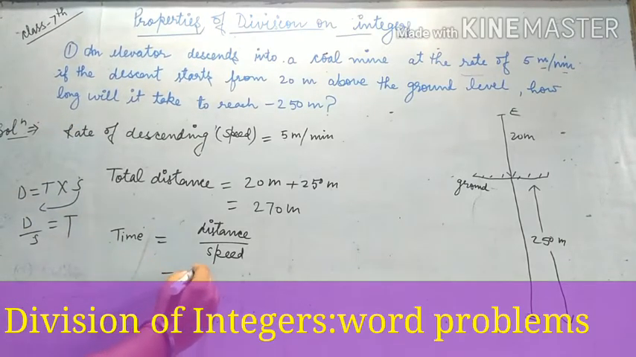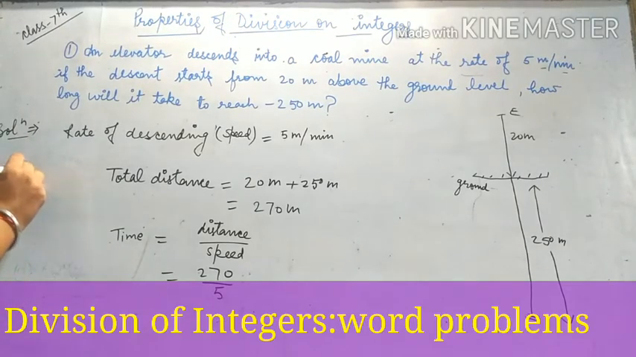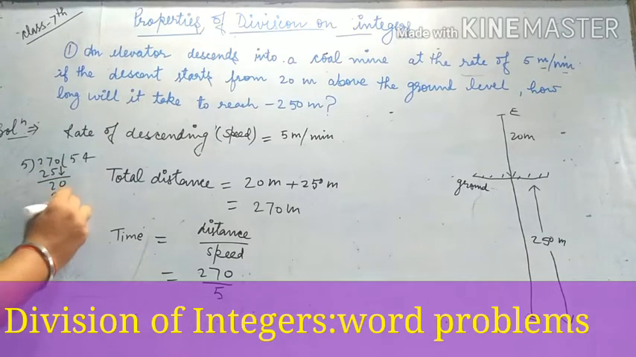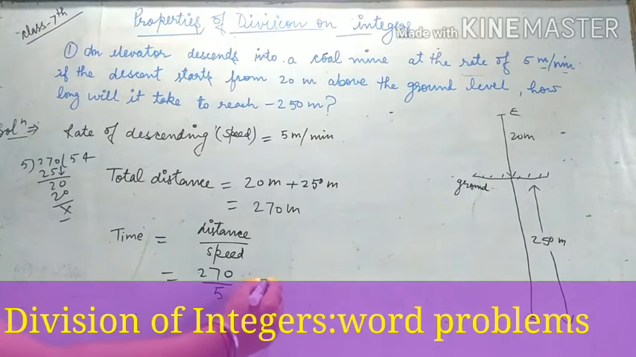Okay, now put the value: 270 upon 5. So if we divide by 5, look at here, we will divide 270 by 5. I know, I can directly write it will come 54, but I am solving for you. 5 fives are 25, 2 is the remainder, 0 I will carry, 5 fours are 20. So here the answer will come 54, and time is always written in minutes. So 54 minutes is your answer. Means it will take 54 minutes to go 250 meters below the surface.